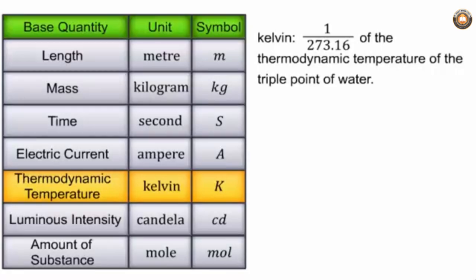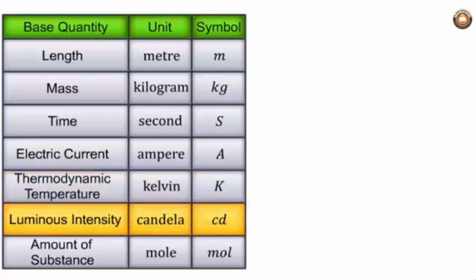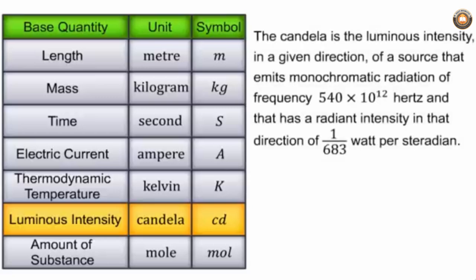Luminous intensity is measured in candela, denoted by the small letters cd. A candela is the luminous intensity in a given direction of a source that emits monochromatic radiation of frequency 540 × 10^12 Hz, and that has a radiant intensity in that direction of 1/683 watt per steradian.